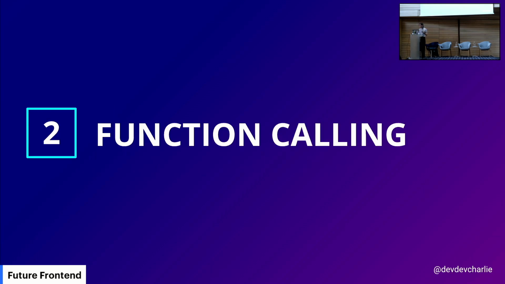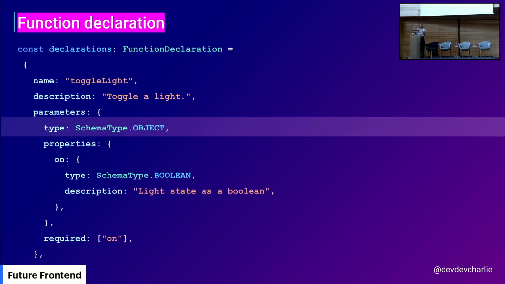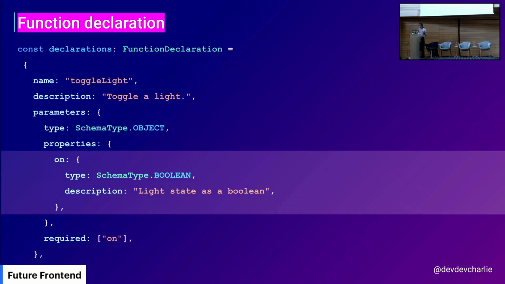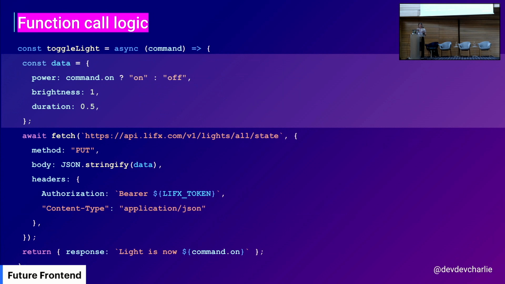So that's called function calling. What you have to do at first is write a function declaration, which is basically a schema of how your function is going to work. Here I have a name, toggle light. That's going to be the name of my function. And I'm going to define that it receives a parameter that's an object. The properties, I'm going to have a property called on, and I'm saying it's a type Boolean. The description of it is the light state as a Boolean, and I'm making it required. So every time that Gemini is going to toggle the light, it should have an on property that is either true or false.